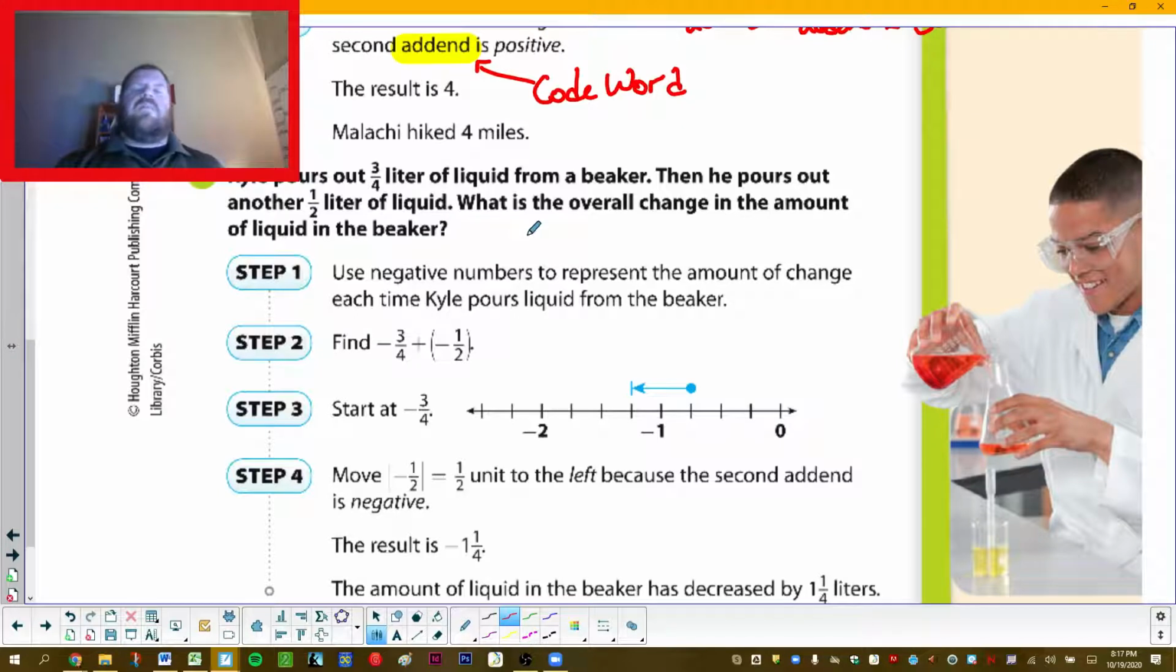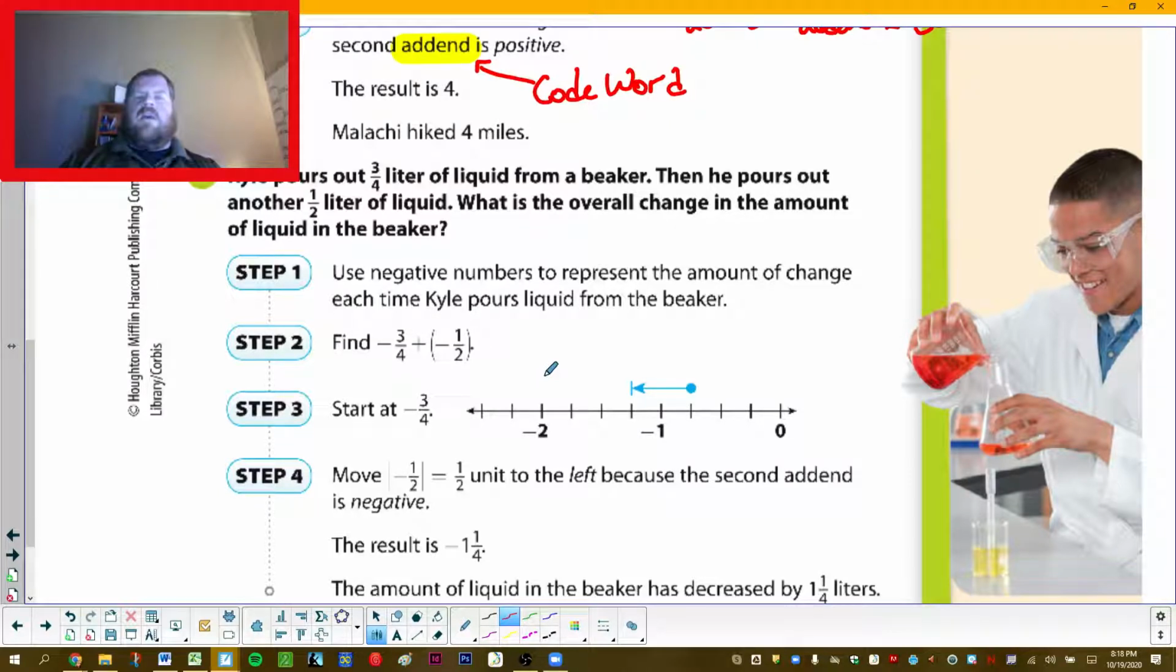The second example here says that Kyle pours out 3/4 of a liter of liquid from a beaker, then he pours out another half a liter. What's he going to end up at? Here they give us a number line that's broken into fourths, which they did because the problem dealt with fourths. That was the smallest unit of measurement that they had.